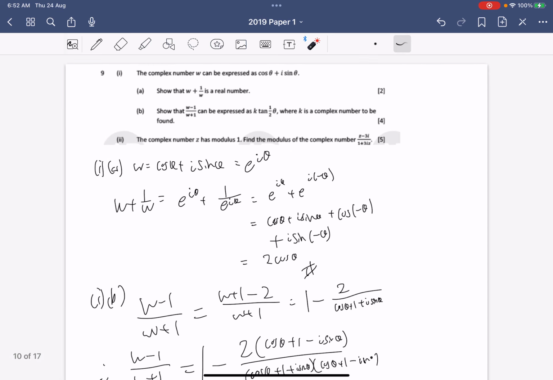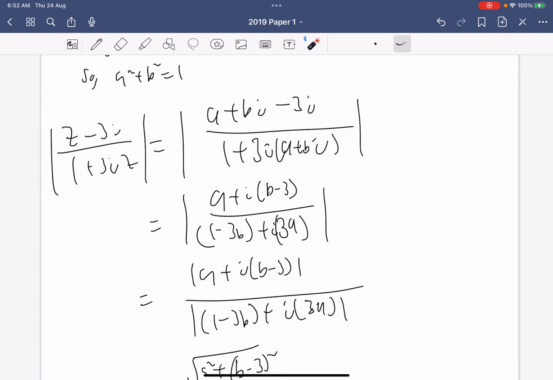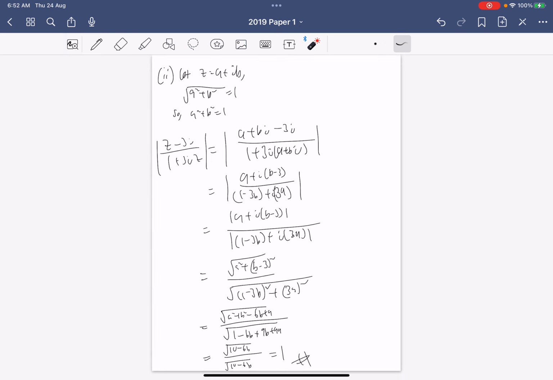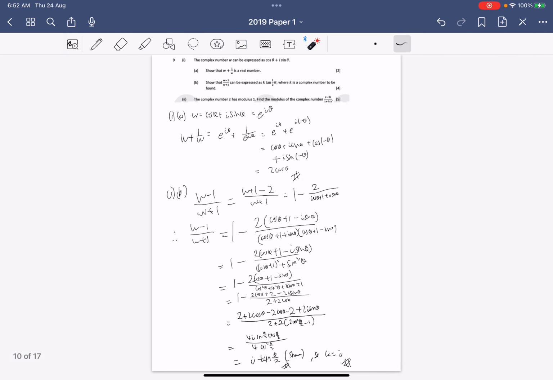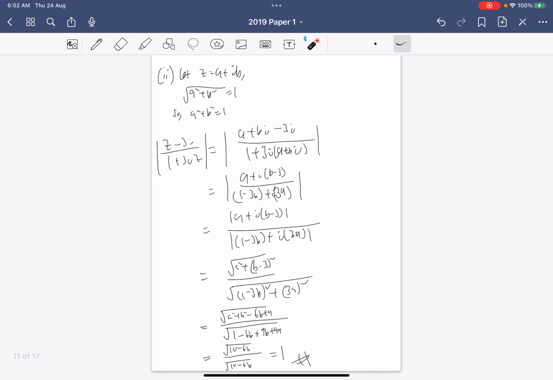And the last part, we're supposed to find the complex number Z with modulus 1 and find the modulus of this expression. So we are given that, and in this case you might be thinking of using the same method as leaving it as cosine theta plus i sine theta. But in this case, it is easier. That will be very complicated in a sense. It will look very messy, but you still get the same answer.